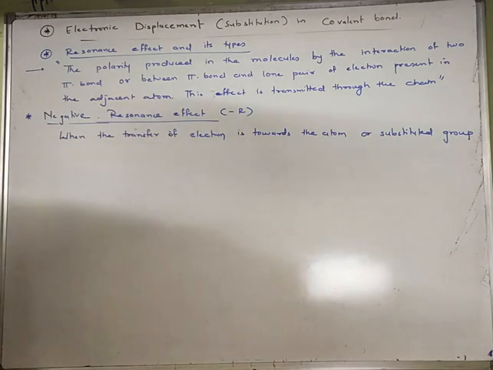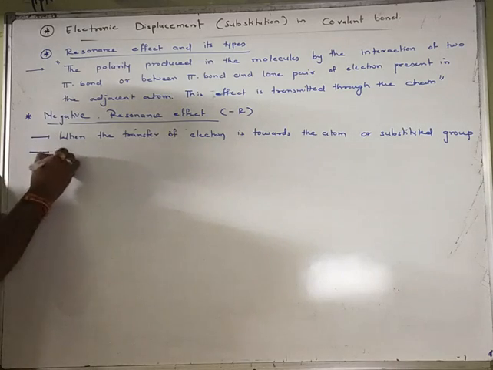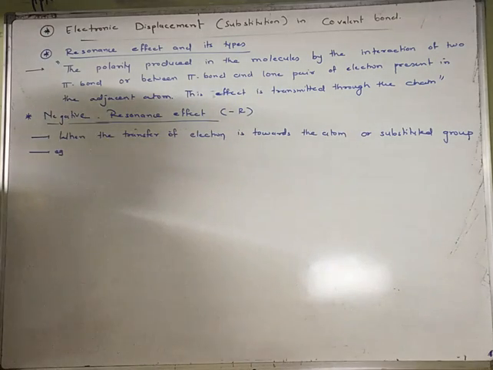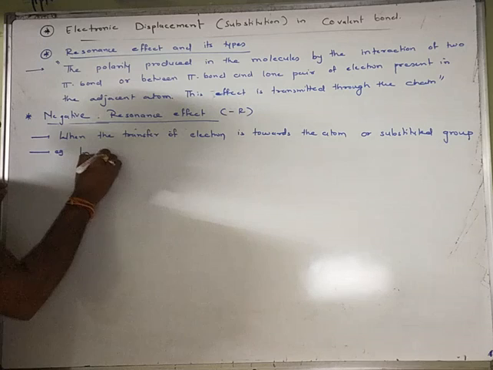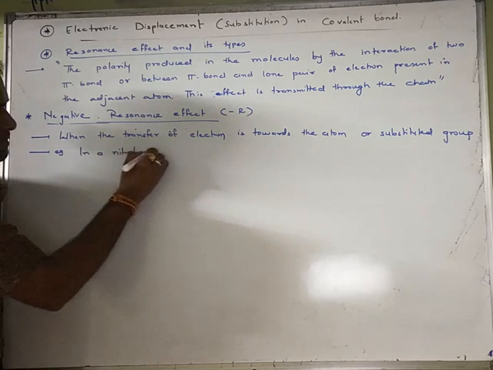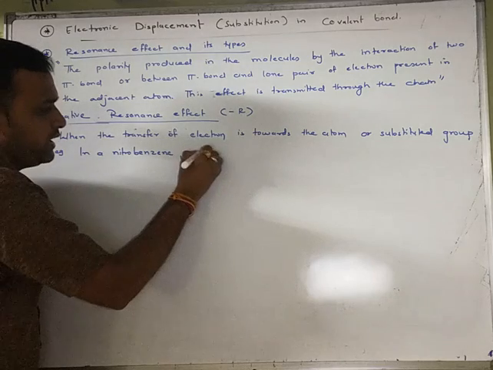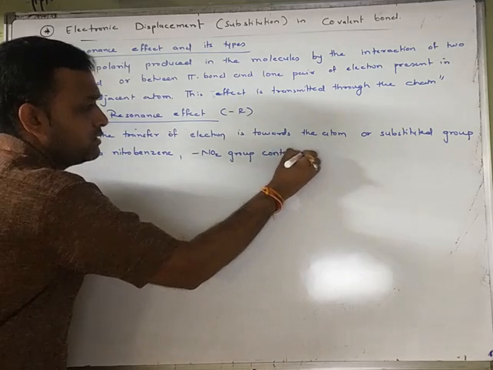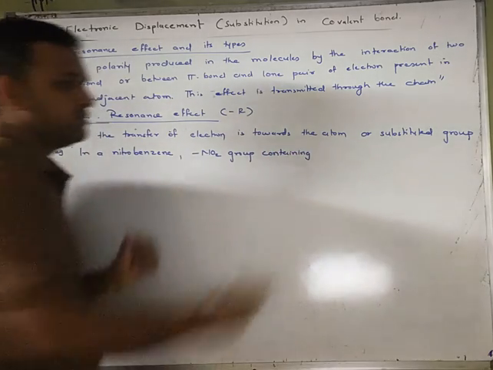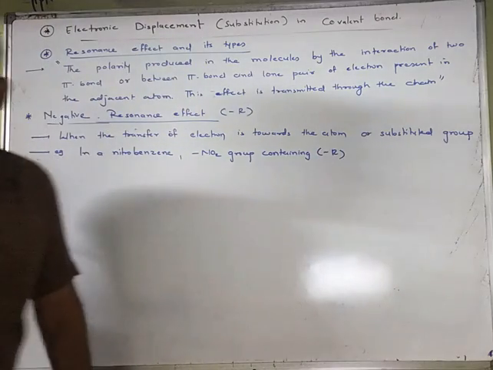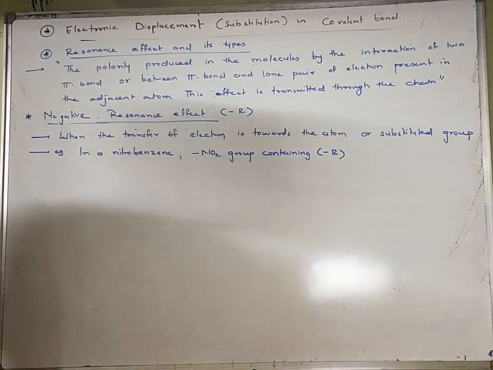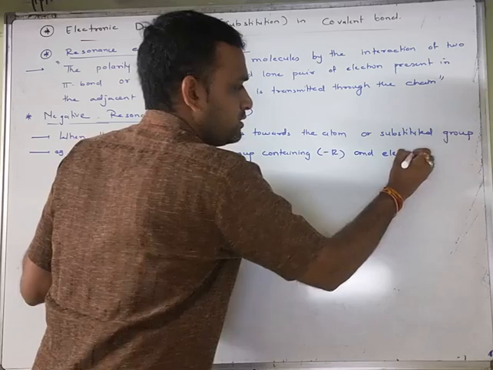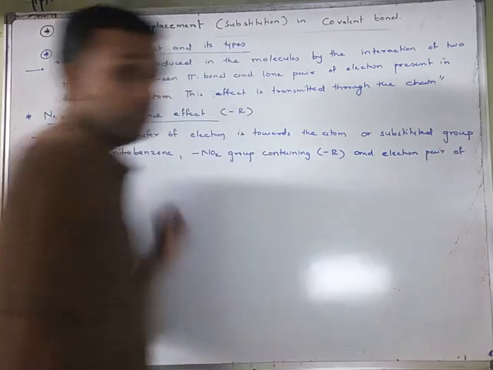That is called the minus R effect. As an example, in nitrobenzene the NO2 group contains which effect? Minus R. Minus R means negative resonance effect, and the electron pair of the pi bond.